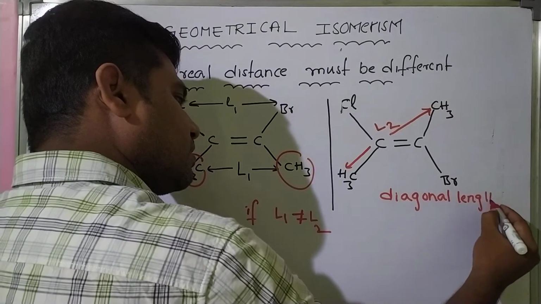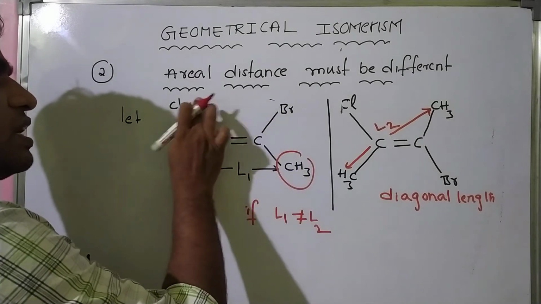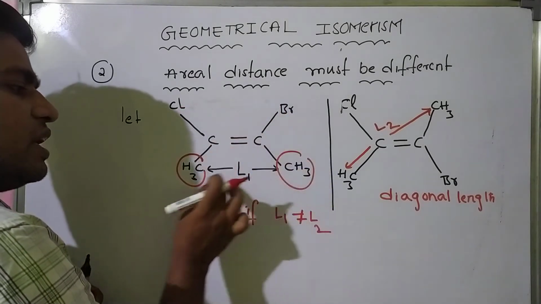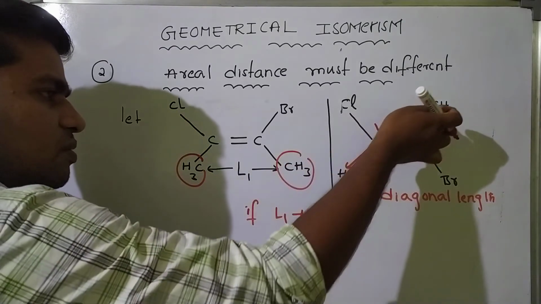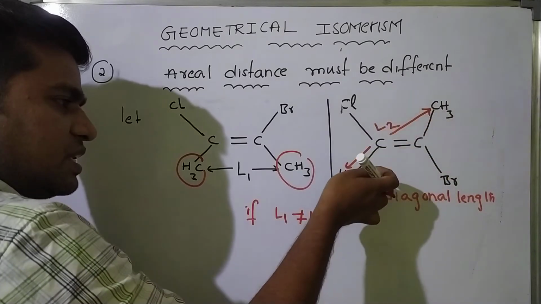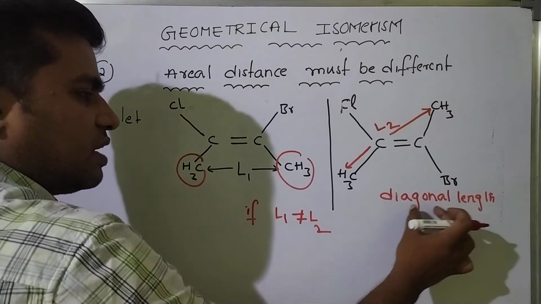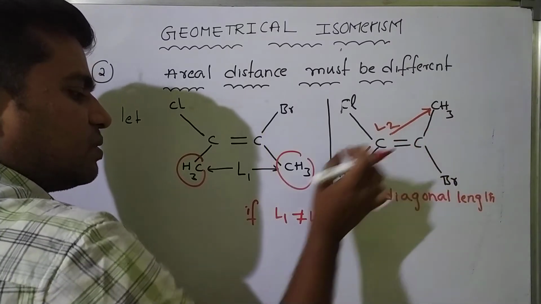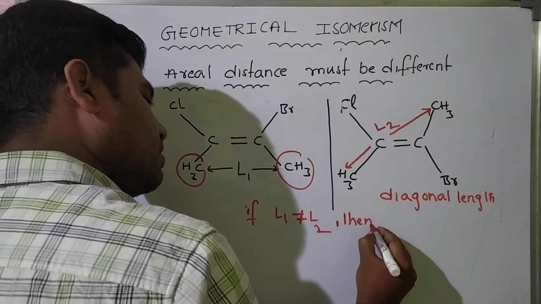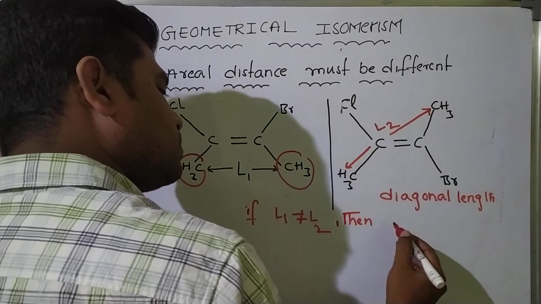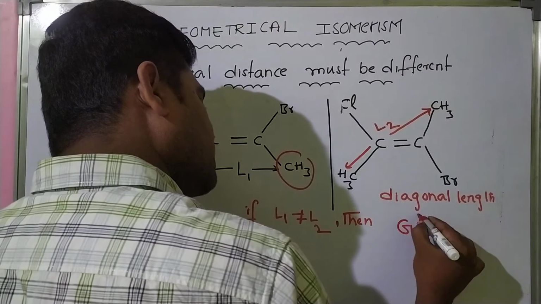Diagonal length. Please observe. For more clarity, you just leave this and consider only these two groups. In this case, this is L1. Now the same groups are at opposite side in this compound. Now the distance is called diagonal length or diagonal distance. It is L2. If L1 is not equal to L2, then these two compounds exhibit geometrical isomerism. Very, very important.